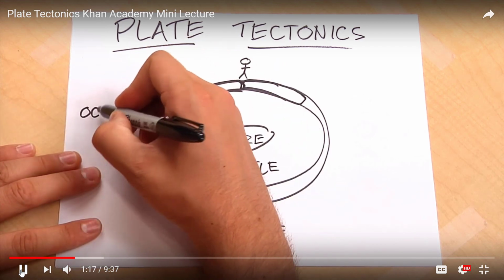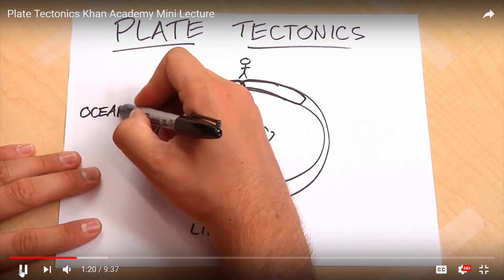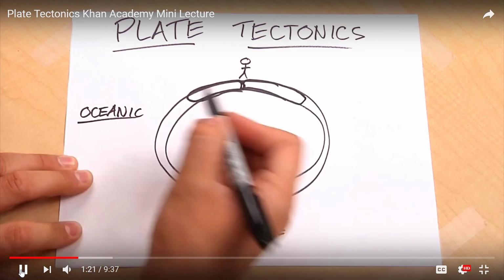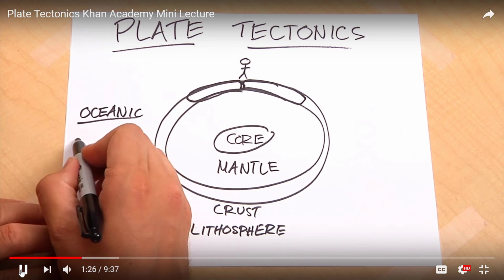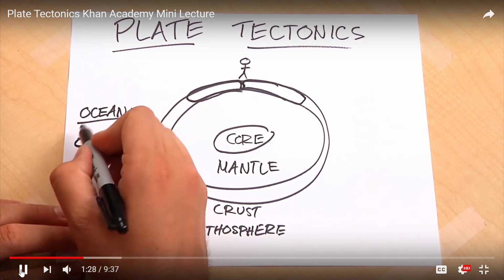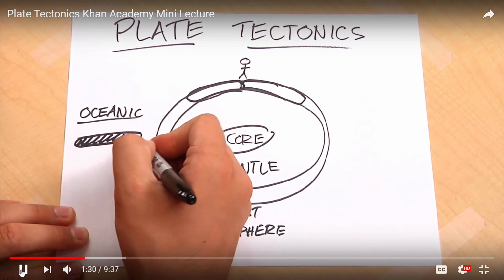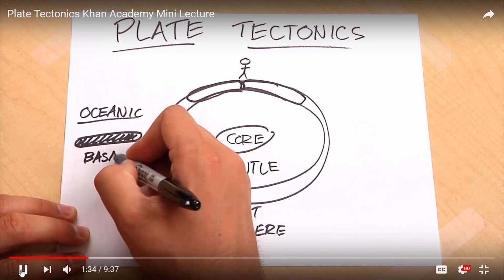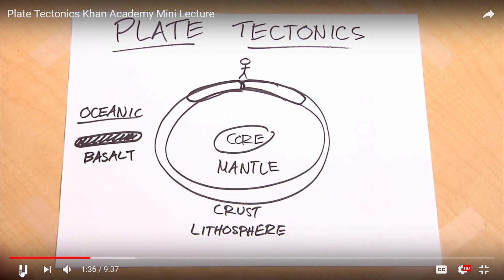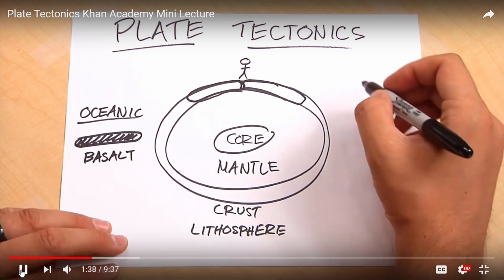So the first kind is oceanic. Oceanic plates, it's easy to remember because they're under the ocean. They're usually covered with water. They are relatively thin and dark. It's actually a very dark black rock, generally made of a rock called basalt. All right, so thin, heavy, dark rock.